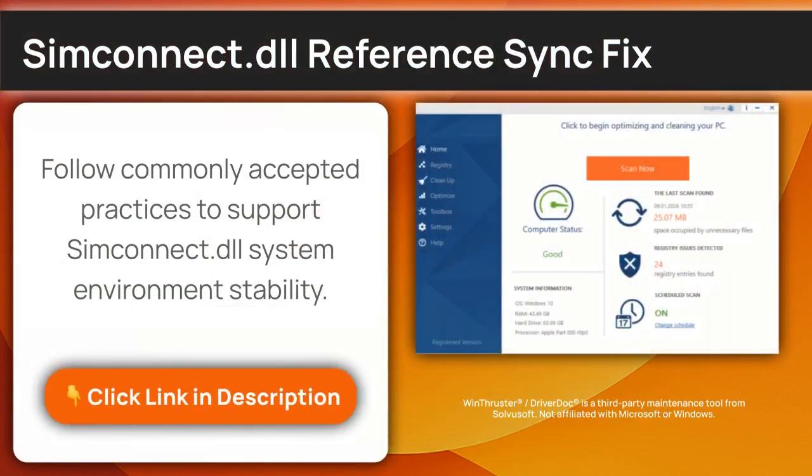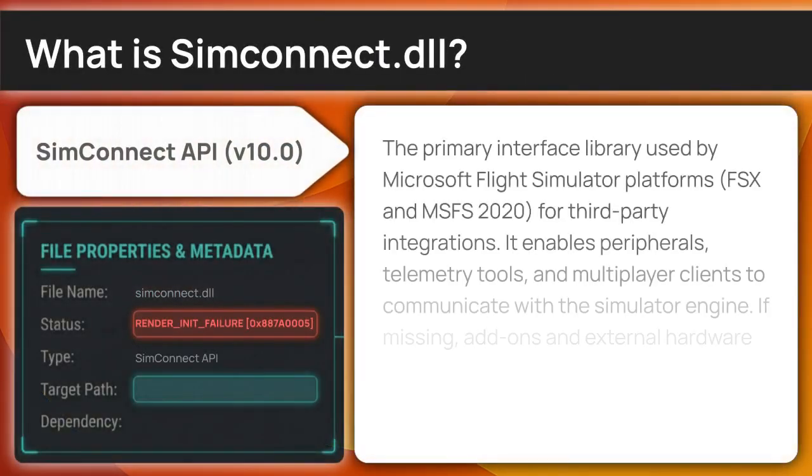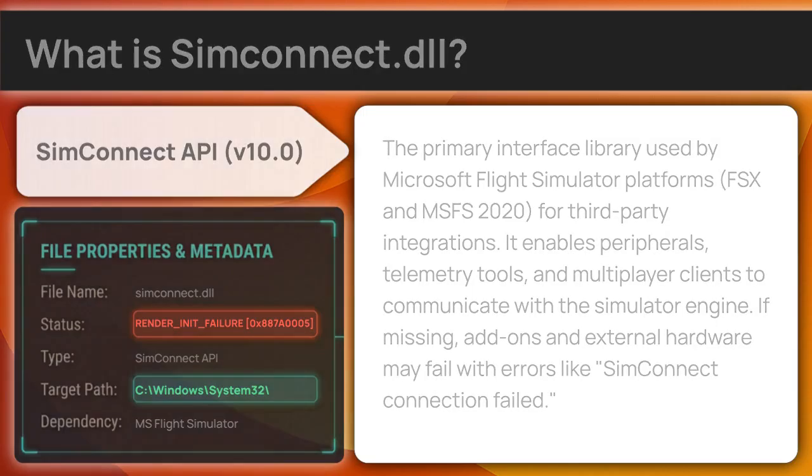This is the SimConnect Flight Simulator Library, the primary interface library used by Microsoft Flight Simulator platforms, FSX and MSFS 2020, for third-party integrations. It enables peripherals, telemetry tools, and multiplayer clients to communicate with the simulator engine. If missing, add-ons and external hardware may fail with errors like SimConnect connection failed. Now that you know how the file works, let's focus on the how and fix the issue.